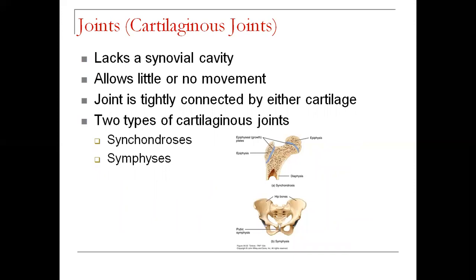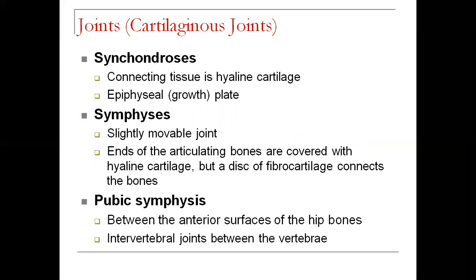Then are the cartilaginous joints. They also lack a synovial cavity and allow little or no movement. We have synchondrosis and symphysis in these types of joints. The synchondrosis are connected by hyaline cartilage, and they have an epiphyseal growth plate. The symphysis are slightly movable joints like the pubic symphysis, which is between the anterior surfaces of the hip bones.